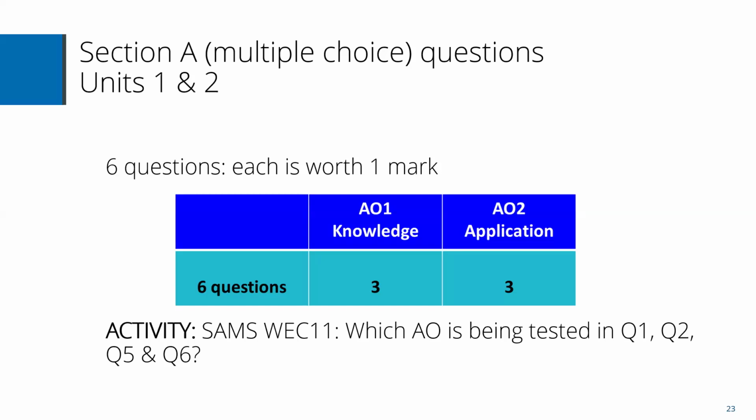So an activity here for you, and it's suggesting looking at the SAMS question from Unit 1, which has the code WEC11. That's how we know it's Unit 1. Which AO is being tested in questions 1, 2, 5 and 6. Now, I appreciate you won't all have the SAMs in front of you. It was in the packs for Module 1. It's on the website as well.